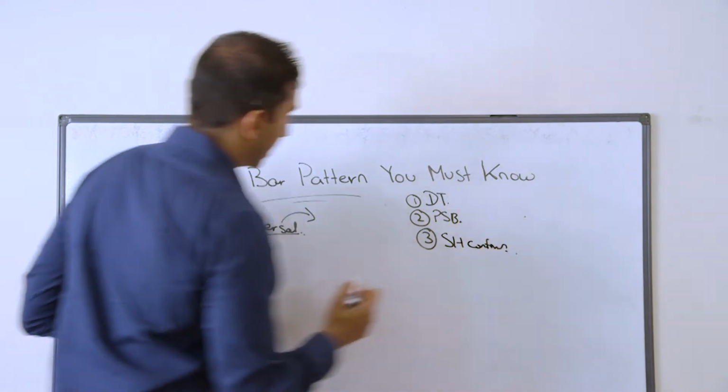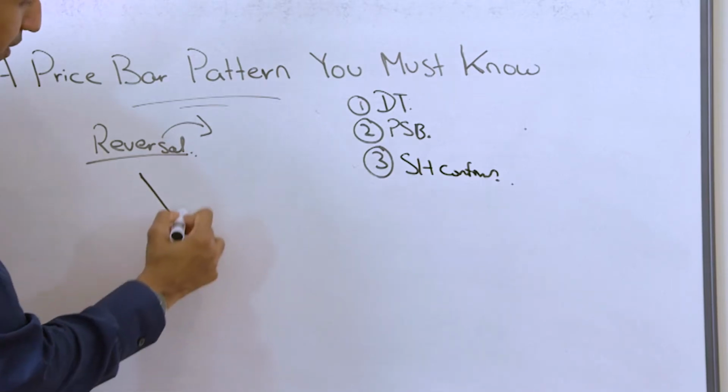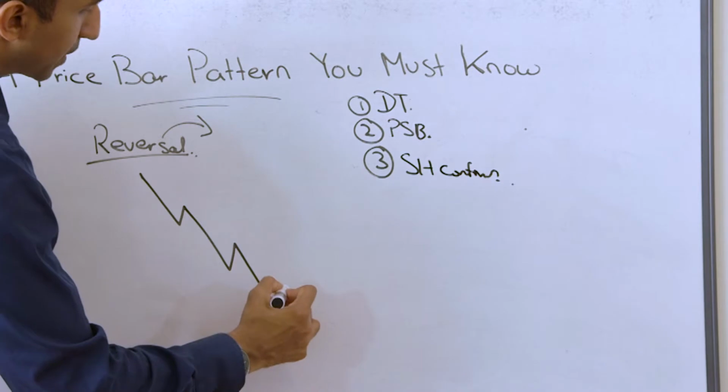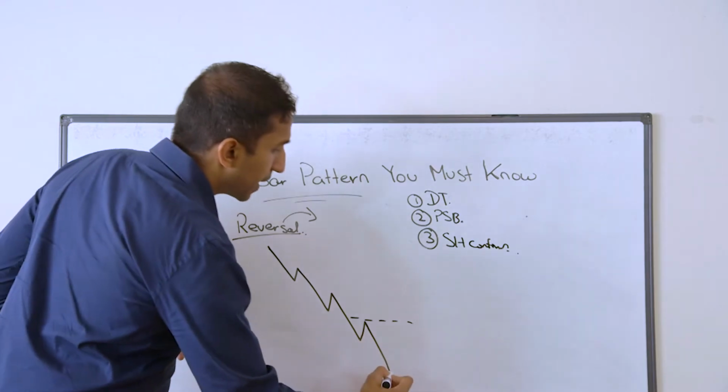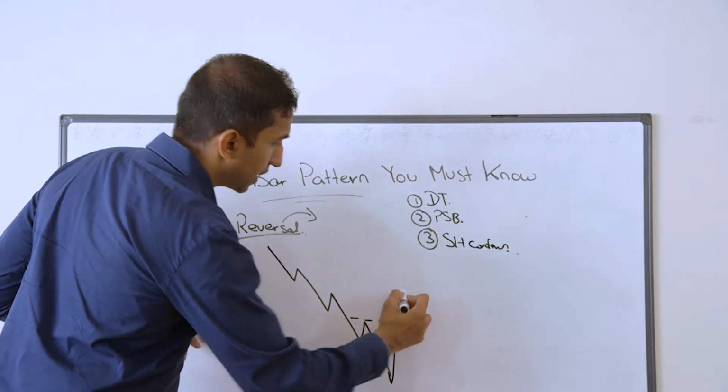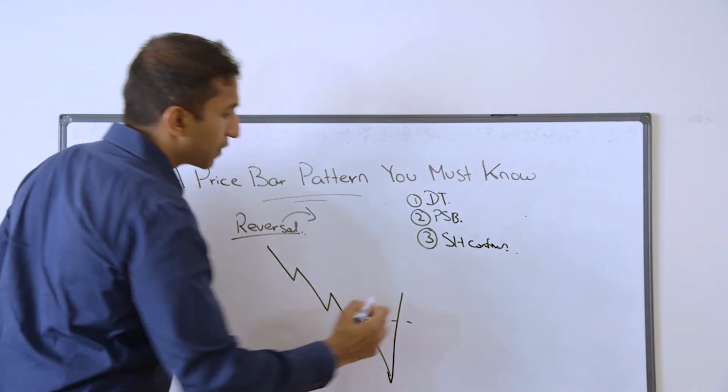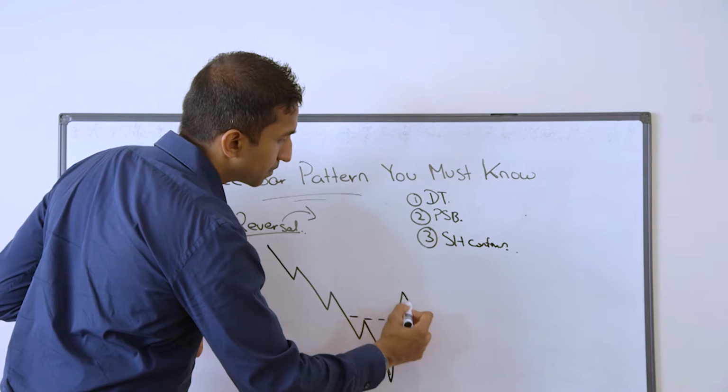Now, let me show you the pattern and how it is. So we've got a downtrend like that, right? So we've got a downtrend like this. And then finally, we are looking for this swing high to be taken out, and then it reverses, okay? It reverses. And then finally it comes back down.